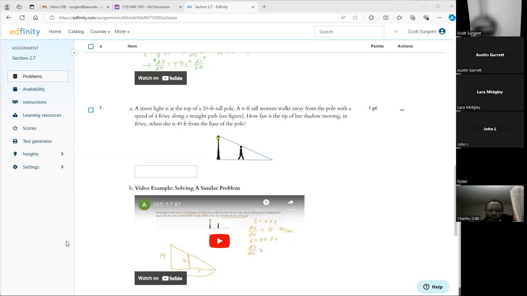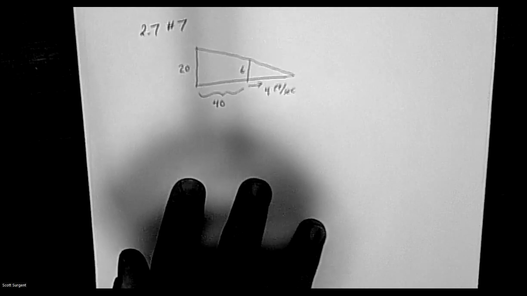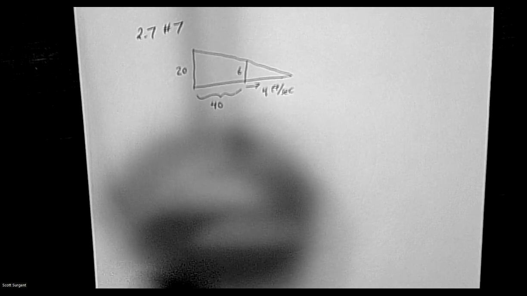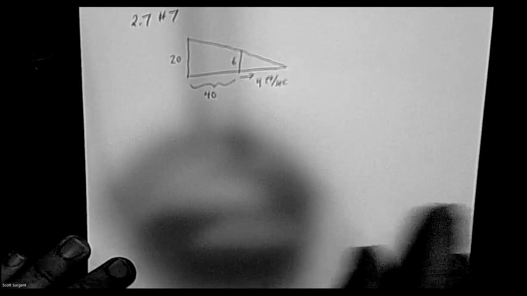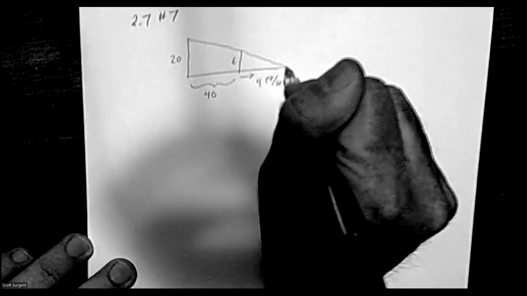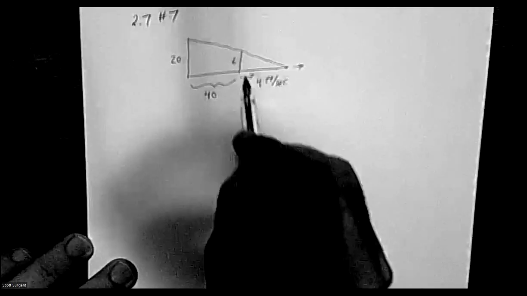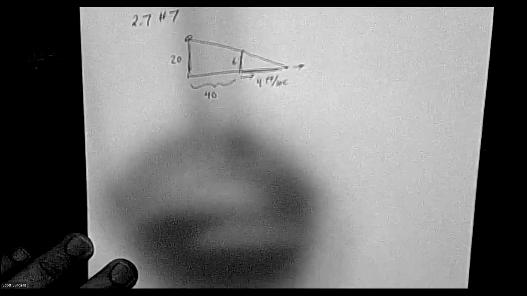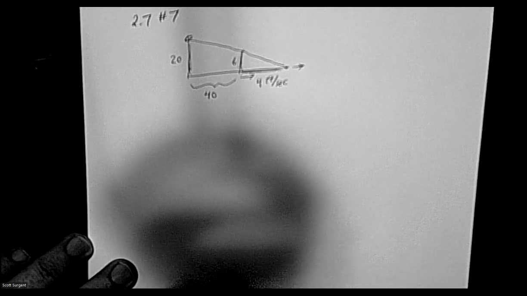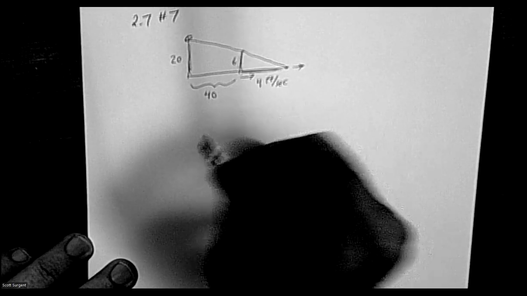Okay, let's share here. So this one, we're trying to find the tip of her shadow. Here's the woman, here's her shadow, here's the light pole, and here's the light. She's walking away at 4 feet per second. Her shadow is getting longer.